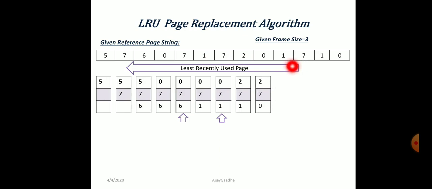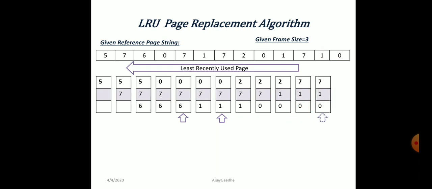Next requested page is 1. Out of 2 7 0, 0 and 2 are recently used, 7 is least recently used, so 7 is going to be replaced with 1. Next is 7. So out of 2 1 0, 1 and 0 are recently used, 2 is least recently used, so 2 is going to be replaced with the new page 7. Next requested page is 1, it is present in the frame. Next requested page is 0, it is present in the frame, so it is a page hit.